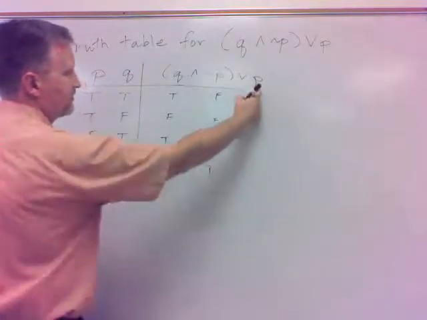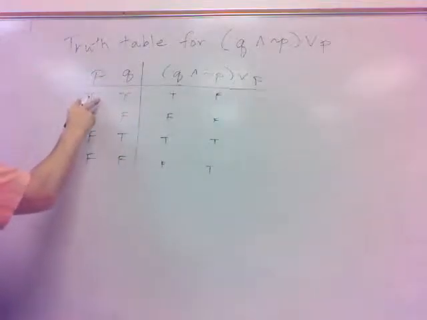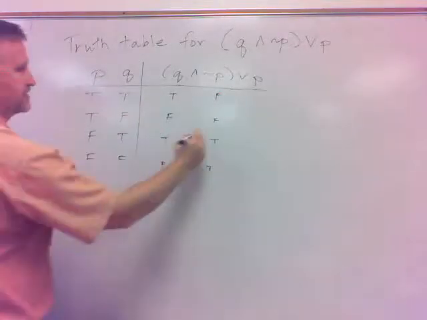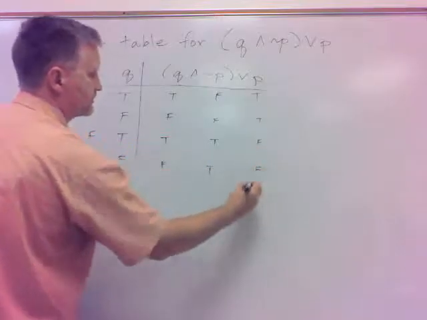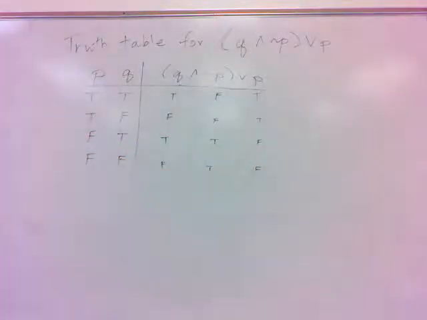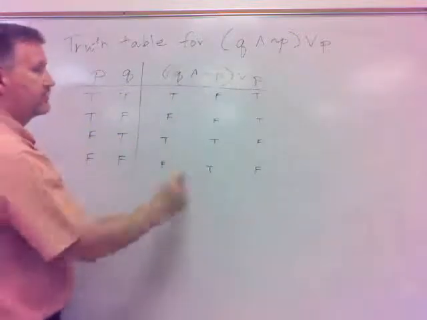And let's go ahead and do this one. We won't do it till later, but let's go ahead and do it. So that would be P, so that would just be a copy of this column. True, true, false, false. Okay? Now, like we were saying, parentheses first. So we're going to do this one first. We're going to AND these two together. Right? That's AND.